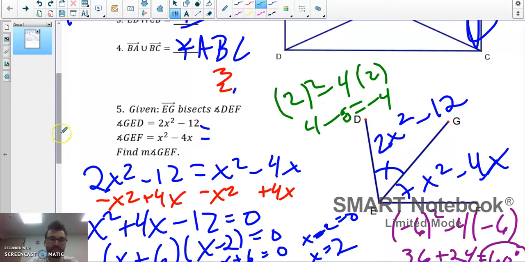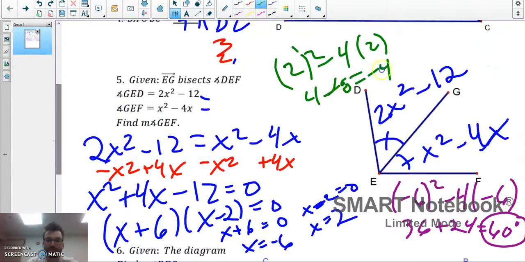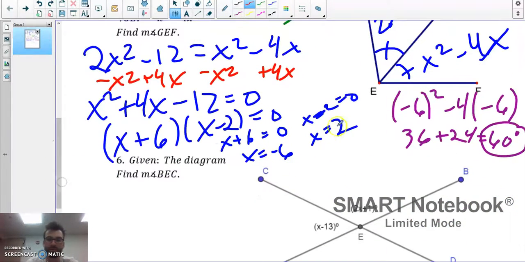So in this case, the positive answer does not work. Our answer here can't be possible because we can't have a negative side length just yet in math. So the 2 is thrown out, and negative 6 is our x value. And our answer is 60 degrees.